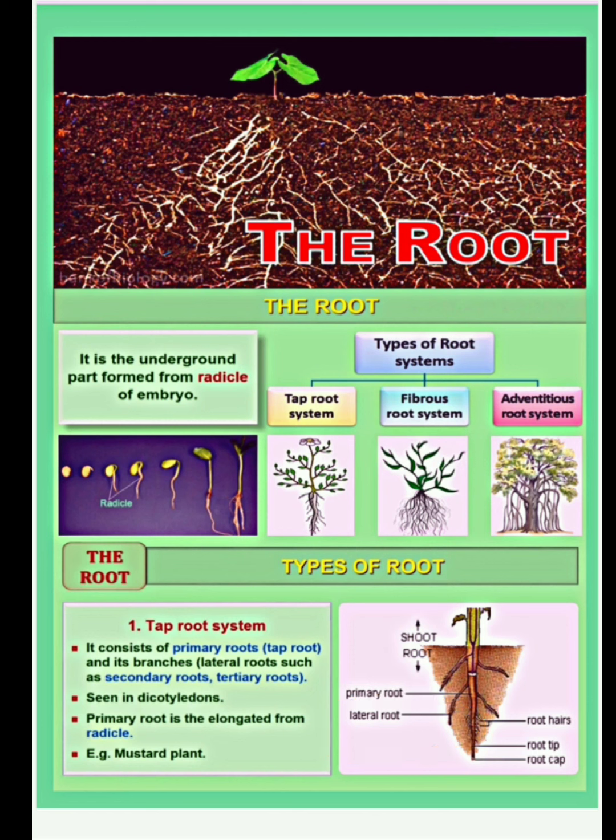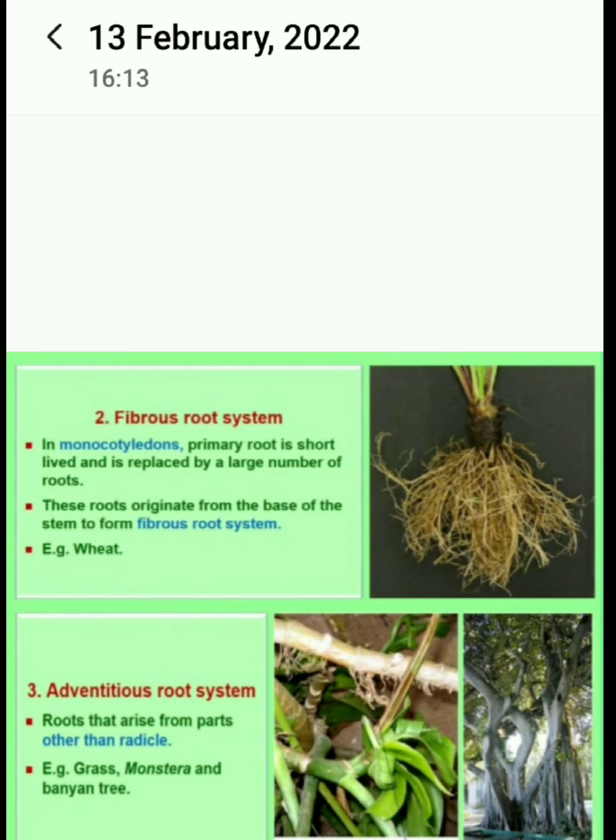This kind of taproot system is usually seen in dicotyledons. The primary root is elongated from the radical part of the embryo. An example of the taproot system is the mustard plant. So we have seen the taproot system, which is usually present in dicotyledonous plants.